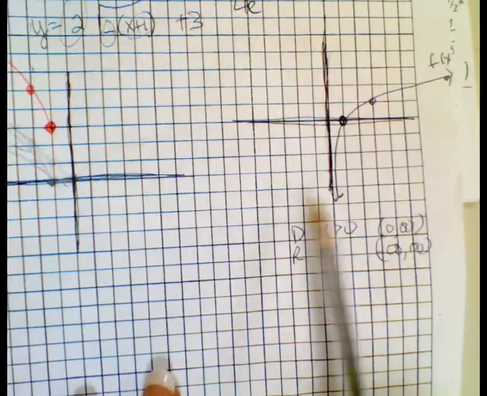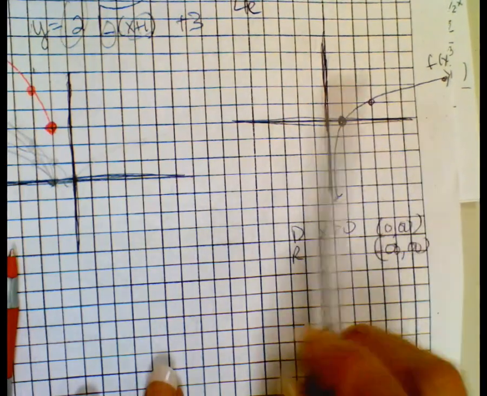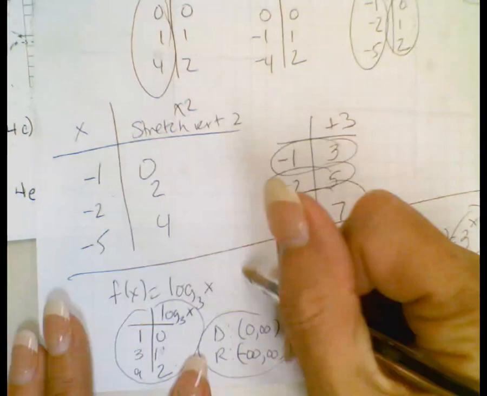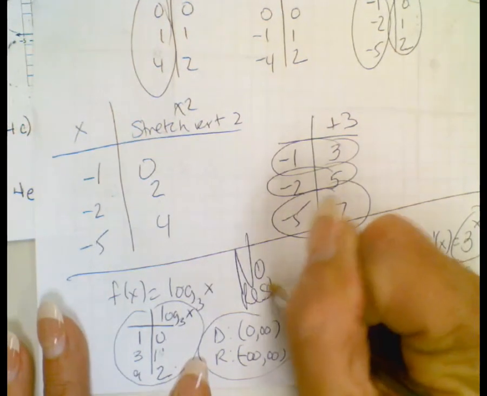Is there a restriction on this? Does this pass the horizontal line test? Your answer to that is yes. This passes. That means there is no restriction. So no restrictions on the domain.